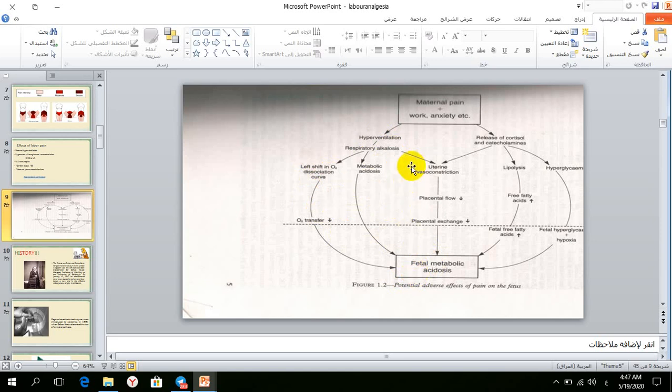When we have uterine vasoconstriction, at the same time what will it cause? Placental flow decrease and placental exchange decrease, which also will lead to fetal metabolic acidosis. Here, when there is release of cortisol and catecholamines, we have lipolysis and free fatty acids increase. Fetal free fatty acids increase also will lead to fetal metabolic acidosis.